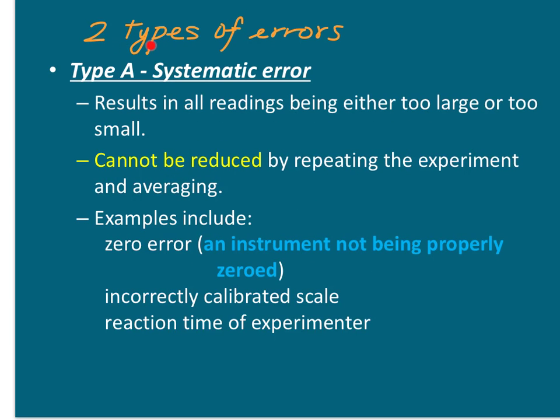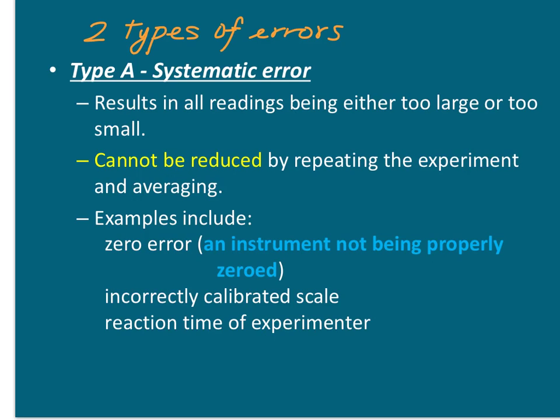There are two types of errors, type A and type B. Type A is called systematic error, and this will cause all the results to be either too large or too small. And this type of error cannot be reduced by repeating the experiment and averaging the results. Examples include, firstly, zero error.